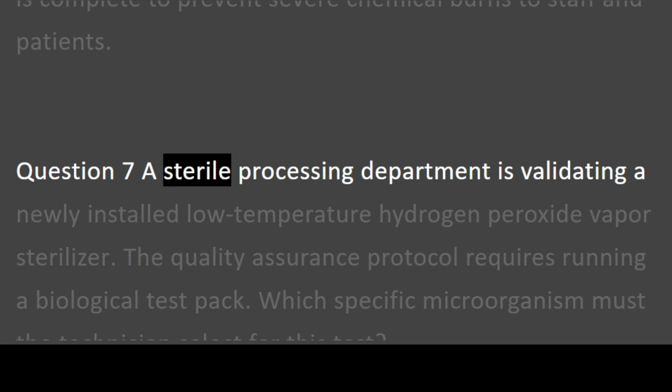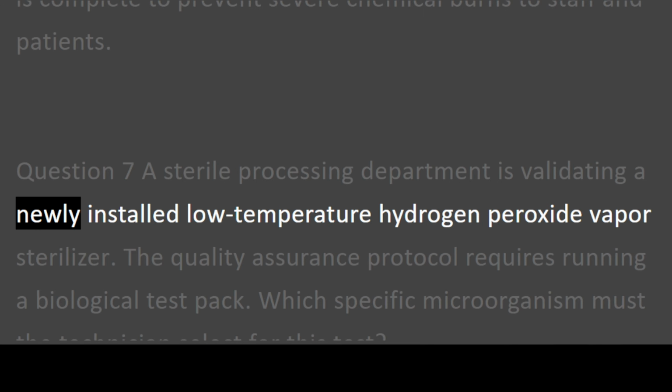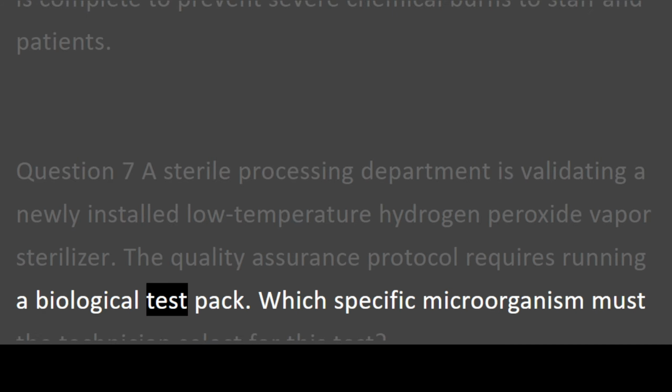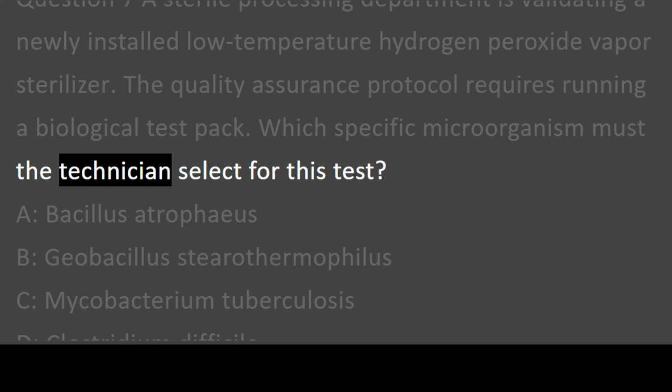Question 7. A sterile processing department is validating a newly installed low-temperature hydrogen peroxide vapor sterilizer. The quality assurance protocol requires running a biological test pack. Which specific microorganism must the technician select for this test?